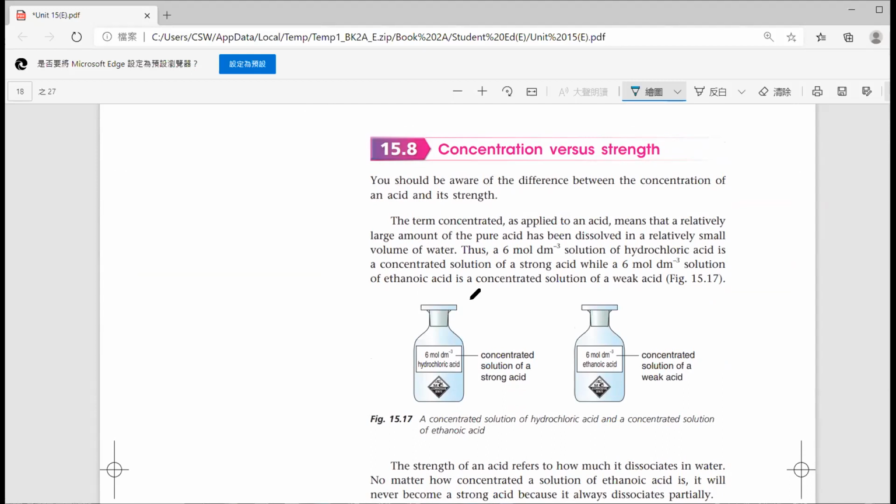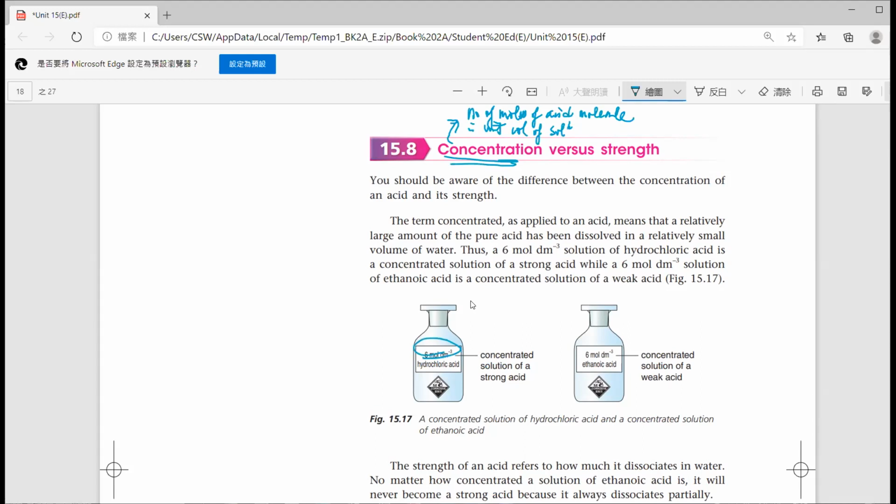If you have two chemicals, a concentrated solution of a strong acid and a concentrated solution of a weak acid, there is the case. So concentration or molarity, and the strength, tell you different things. Concentration tells you the relative amount of the pure acid that is dissolved into a certain volume of water. So this is what you can control.